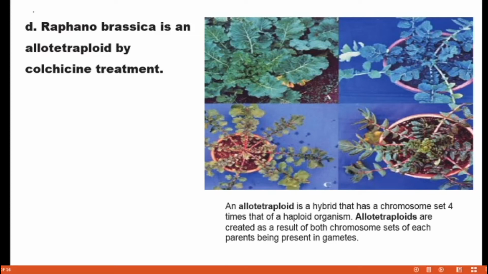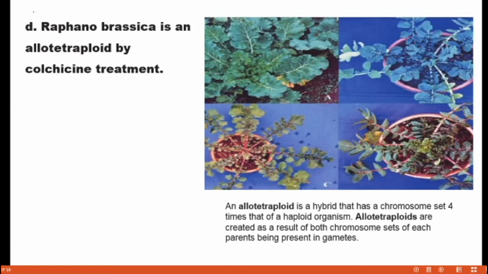Allotetraploids are created as the result of both chromosome sets of each parent being present in the gametes. So what happens? The four sets of chromosomes are present. Tetra means there are 4. Here, ploidy: if it is 2, it means diploid; if it is 3, it means triploid. So this is a 4, that's why we call it tetraploidy.